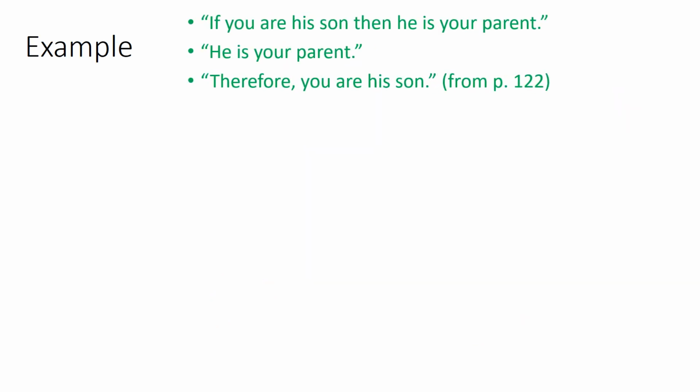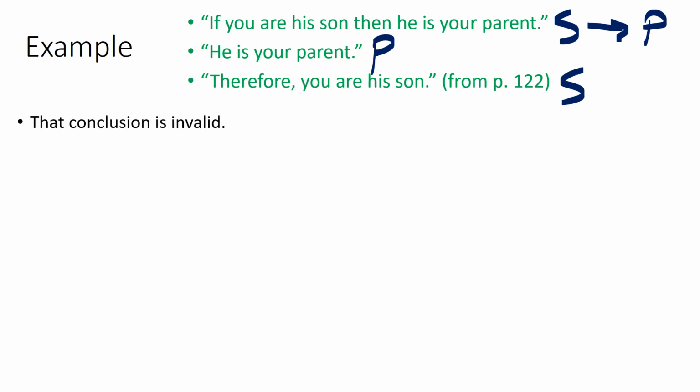Let's look at an example from page 122. If you are a son, then he is your parent. He is your parent, therefore you are his son. Well, right away that seems a very fishy argument, and if you remember mixed hypothetical syllogisms, it is in fact invalid because it's committing the fallacy of affirming the consequent. So the conclusion is invalid.